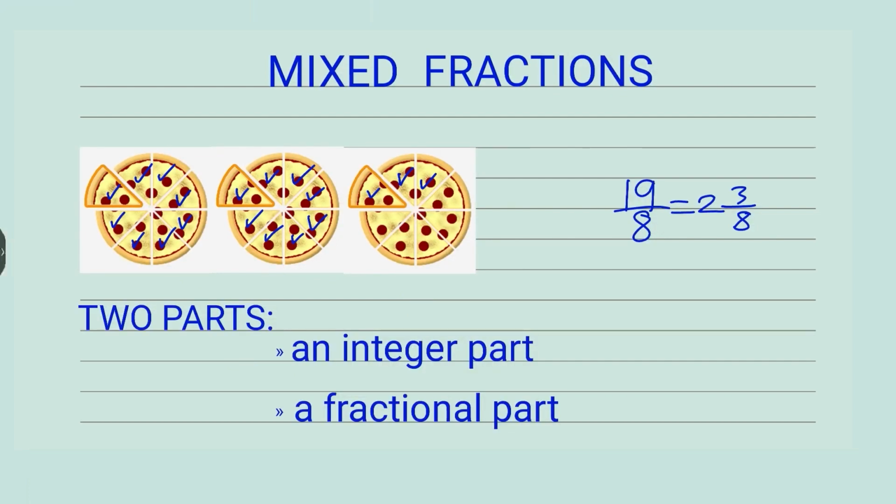Finally, let's look at the properties of a mixed fraction. A mixed fraction will always have two parts. First, an integer part. Here, in this example, 2 is the integer part. Second, a fractional part. Here, it is 3 by 8. This brings us to the end of the video.